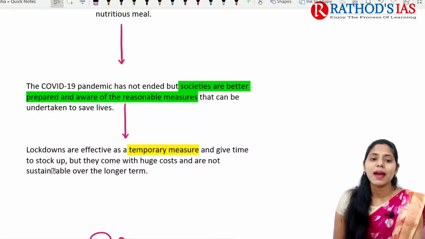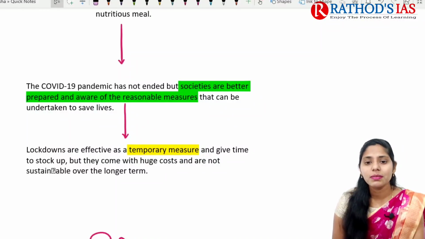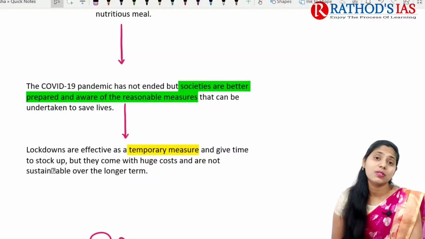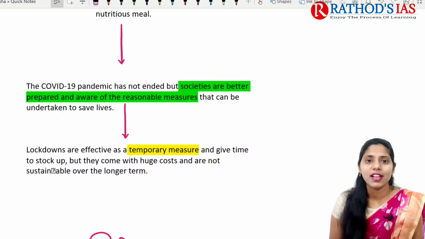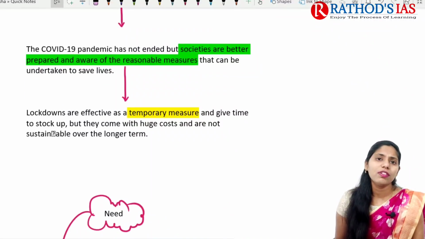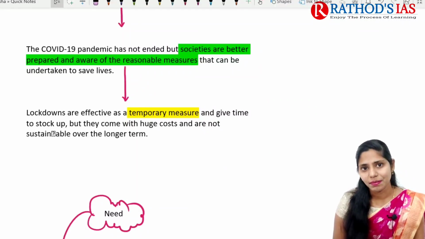So the COVID-19 pandemic has not ended, but societies are better prepared now, and they are aware of the reasonable measures that can be taken, mainly to save lives. Here women as well as parents are well aware about the precautions that need to be taken. If you're talking about lockdowns, they are effective just as temporary measures, but they have huge cost and are not sustainable over the longer run. This is what was mainly said by the author.